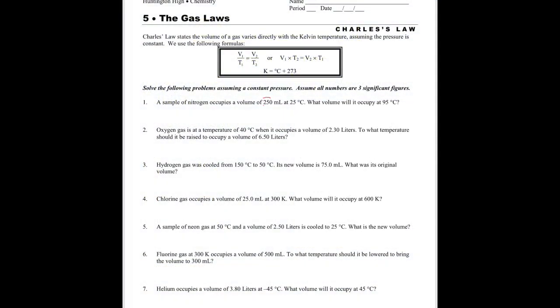So if we look at our sample problems, the first problem says a sample of nitrogen occupies a volume of 250 milliliters at 25 degrees Celsius. So our volume 1 is 250 milliliters and temperature 1 is 25 degrees Celsius. And temperature 2 is 95 degrees Celsius, and it's asking us to solve for volume. So that's going to be V2.